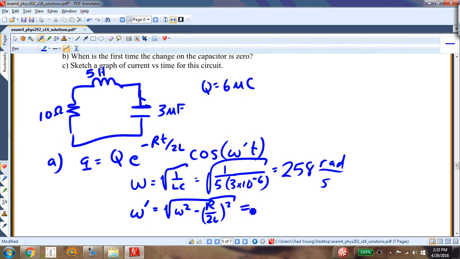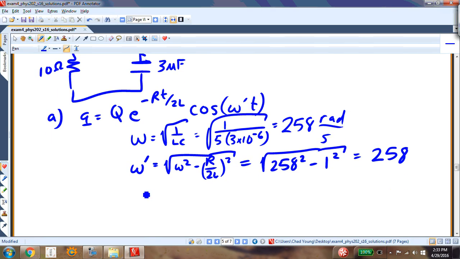So since r and L are about the same value, this works out to be the square root of 258 squared minus 210 over 2 times 5, which is 1 squared, and that's equal to 258. So you see here, as we had in our derivation, that omega is equal to omega prime. So we'll just take omega to be equal to 258.